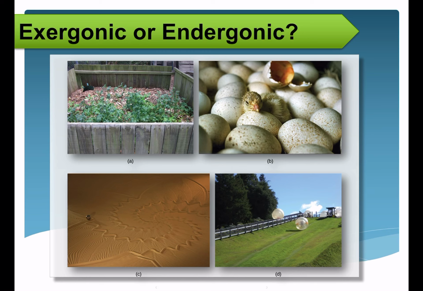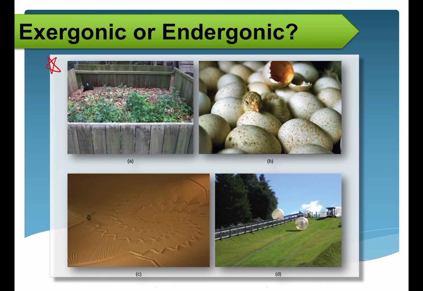Okay, so for image A, you have a pile of compost. As we all know, composting is really breaking down organic matter into smaller minerals that can be reused as fertilizers for plants. So is this an exergonic or endergonic reaction? Now think about the keyword. We're breaking down organic matter into smaller minerals. So is the entropy value increased or decreased?